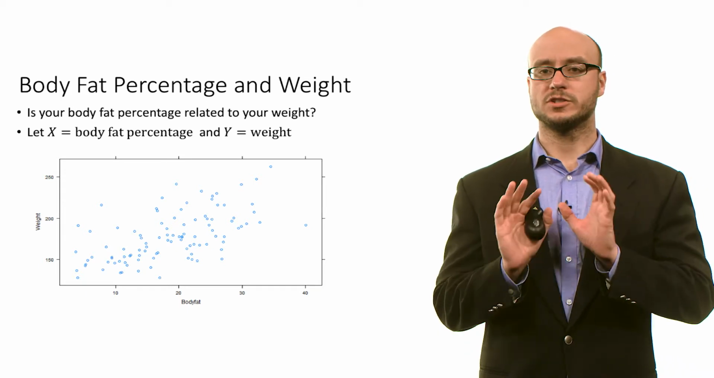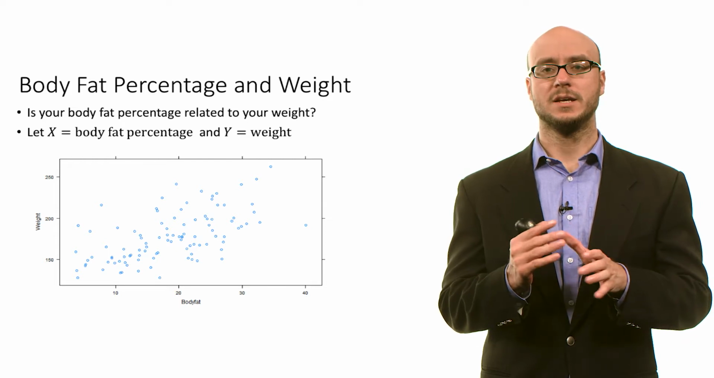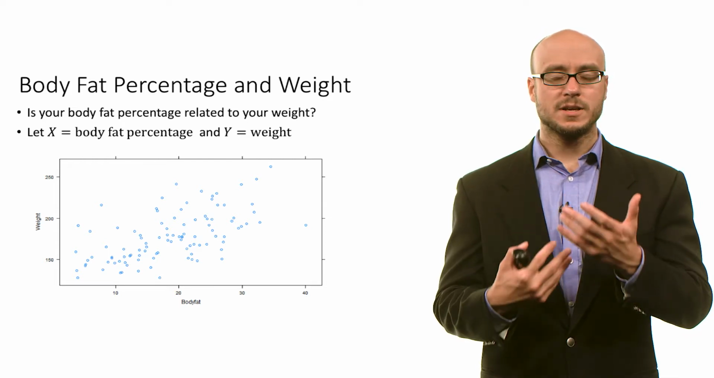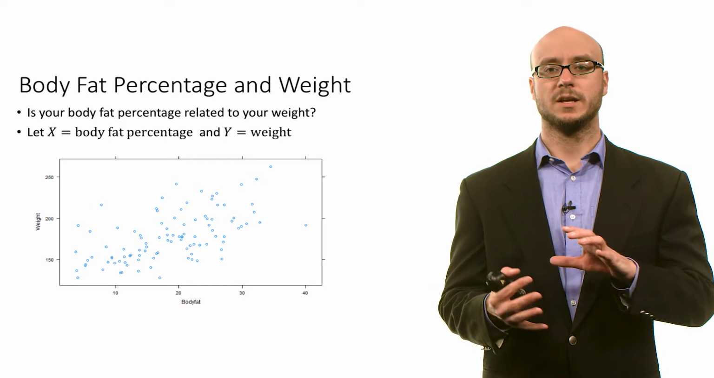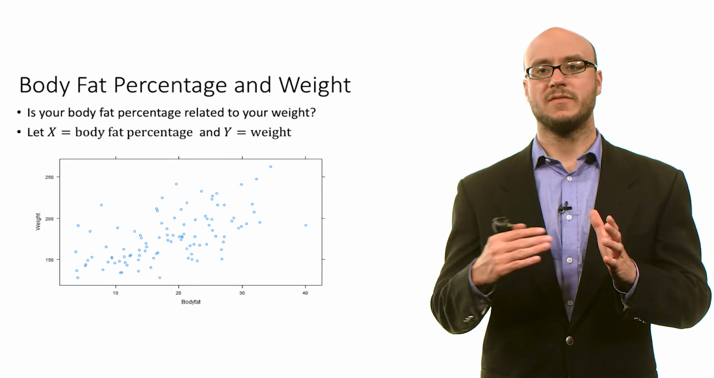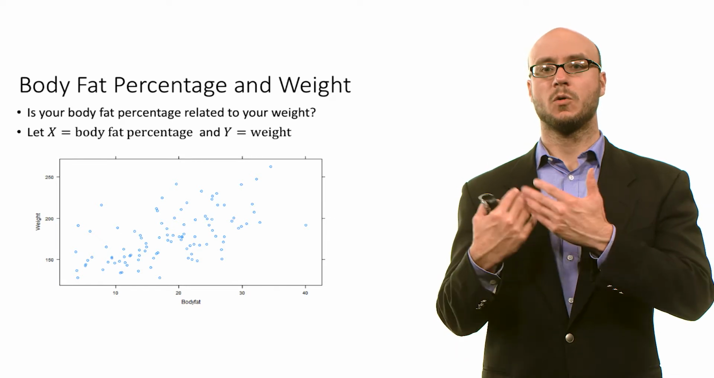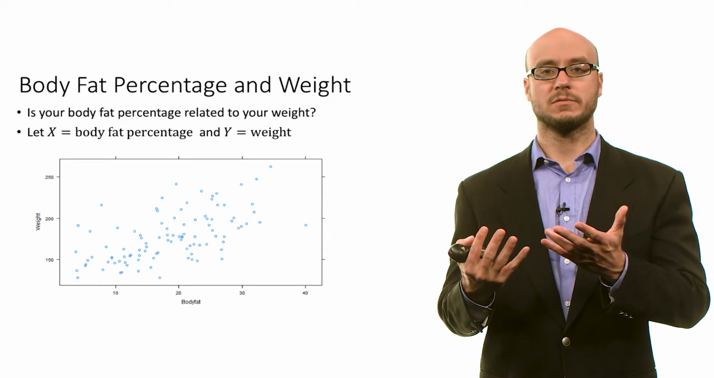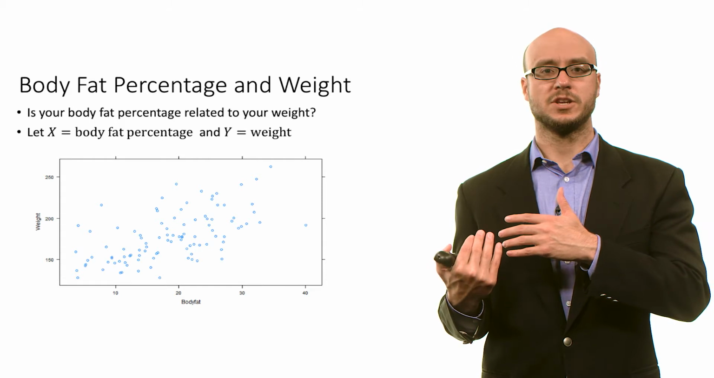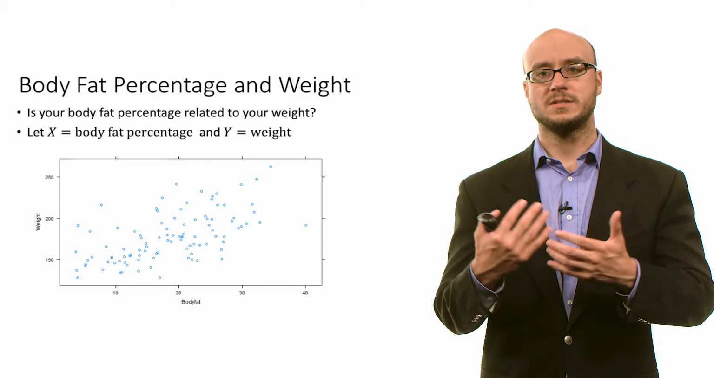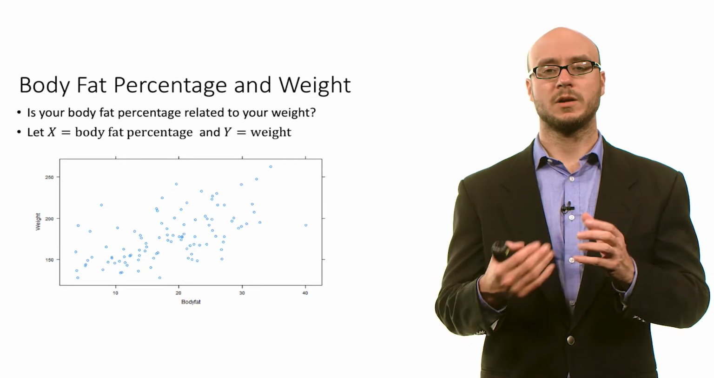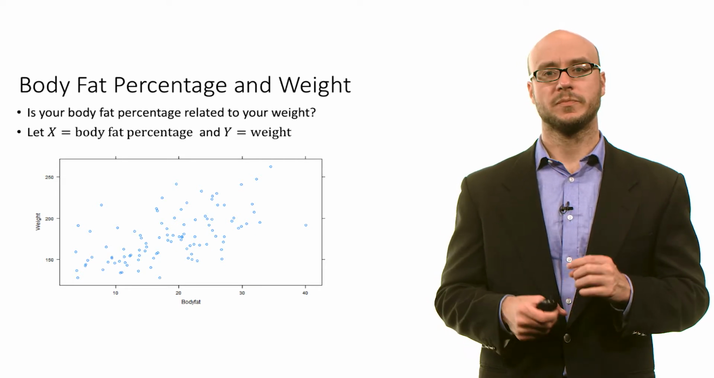So first off, just looking at the scatter plot, the pattern of data, we can see that there's some kind of suggestive positive linear relationship, meaning as a person's body fat percentage increases, we'd expect their weight to increase in general. And as a person's body fat percentage decreases, we'd expect their weight to decrease, meaning these two variables tend to move together, and we call that a positive linear relationship.